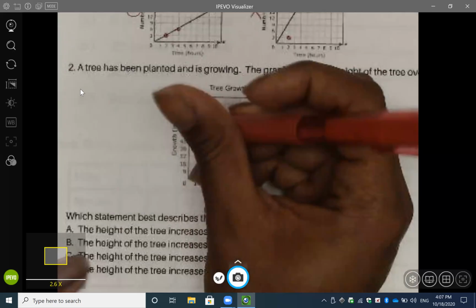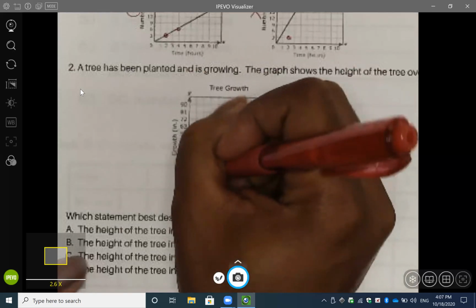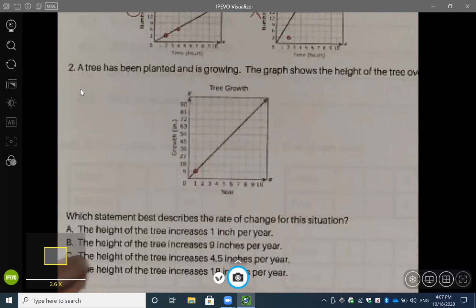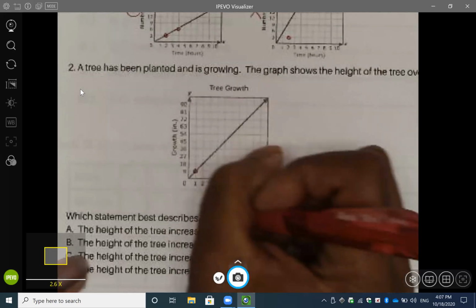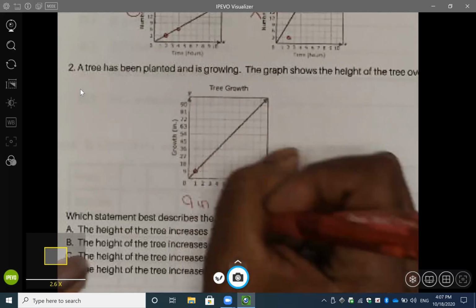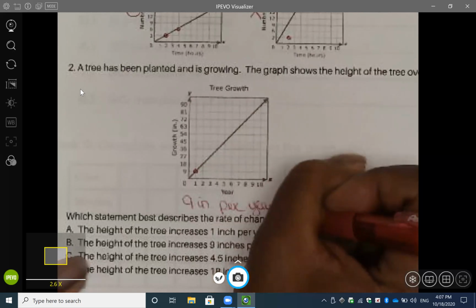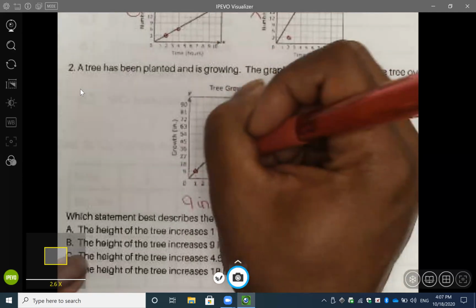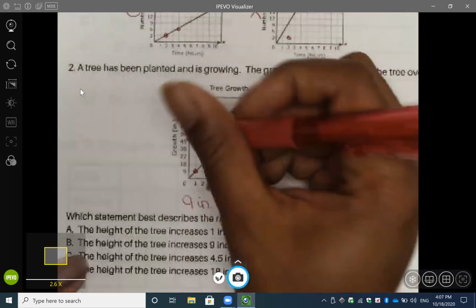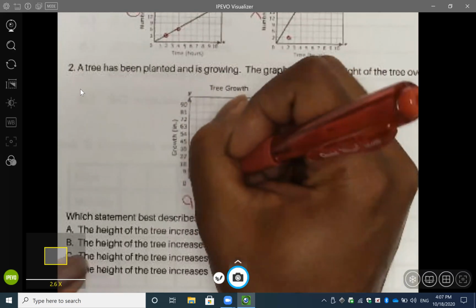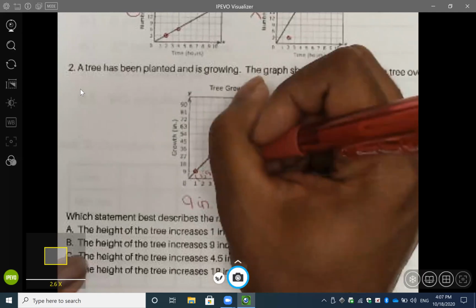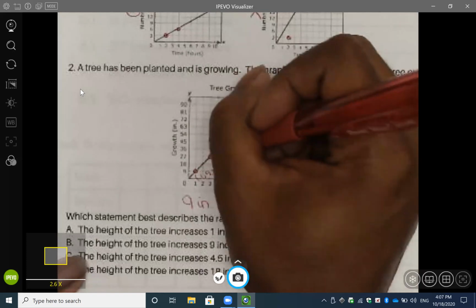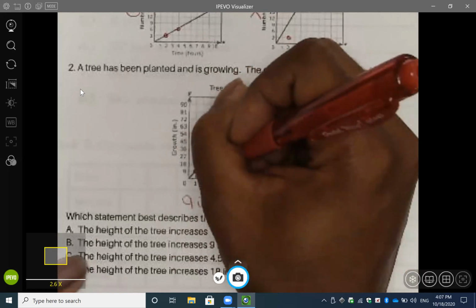So after 1 year, I can put a dot right there because it crosses perfectly. After 1 year, the tree has grown 9 inches. So it is basically growing 9 inches per year. If I put a point there and find another place I can put a point, I write down my ordered pairs. I'm going to go over to 1 and up to 9. And over here, I went over to 3 and up to 27. This would be my X1, Y1, X2, Y2.